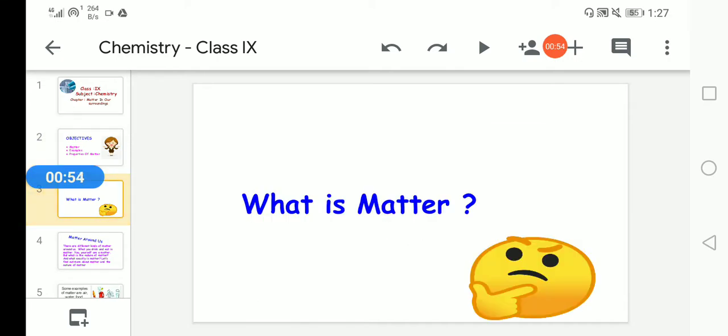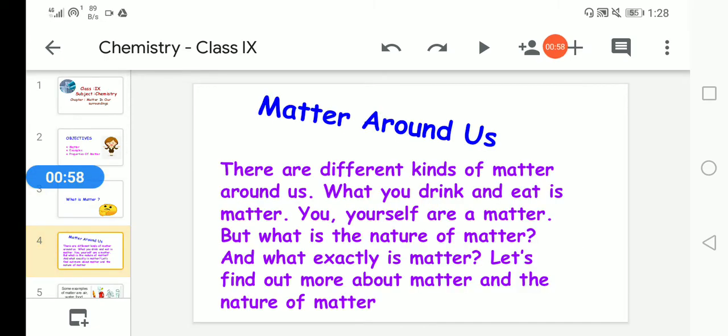First, let's check out what matter is. Matter around us. There are different kinds of matter around us. What you drink, what you eat, and you yourself is a matter. But what is the nature of this matter and what exactly is matter? Let's find out more about matter and the nature of matter.